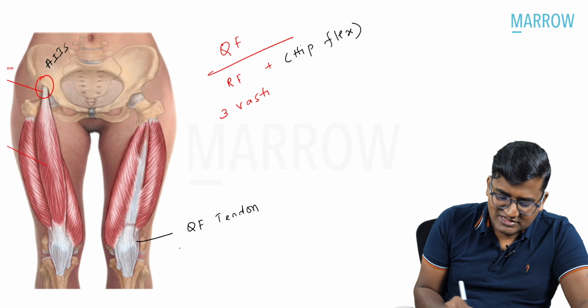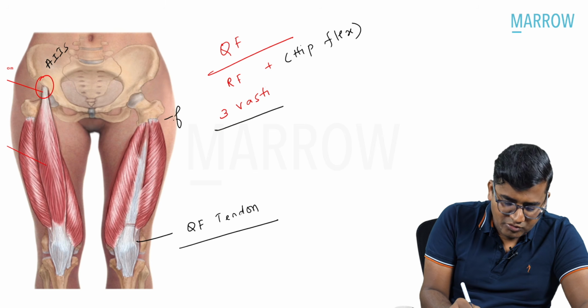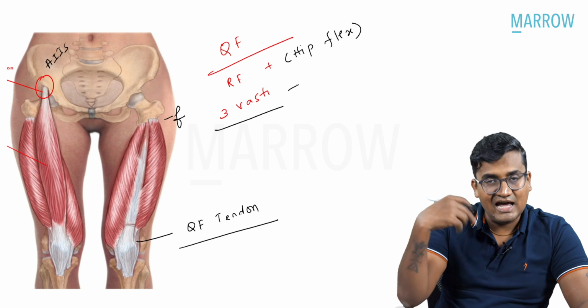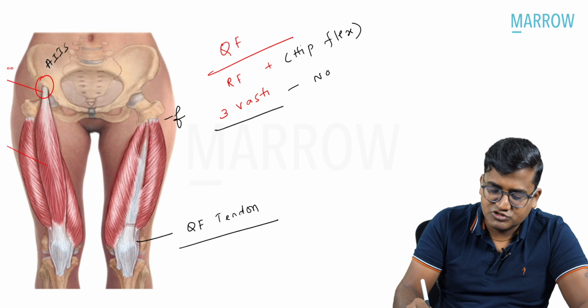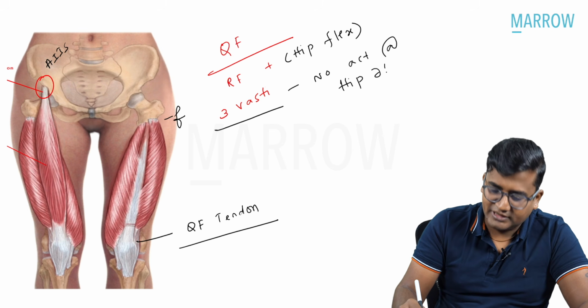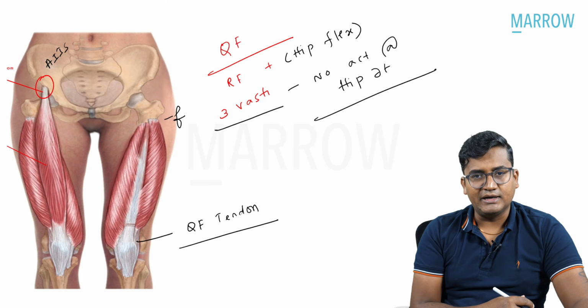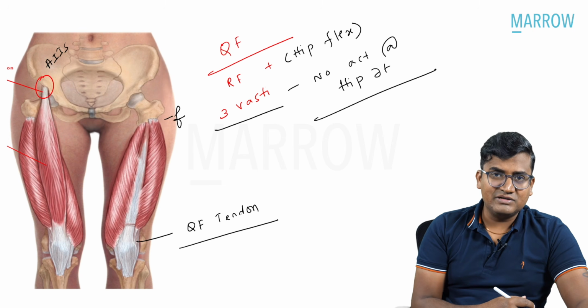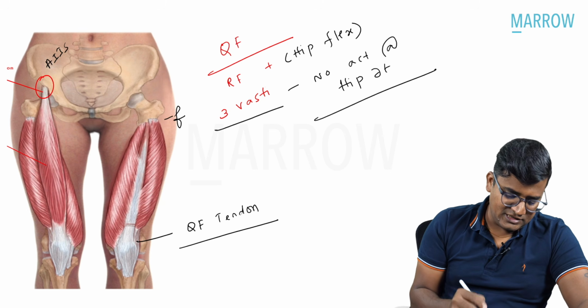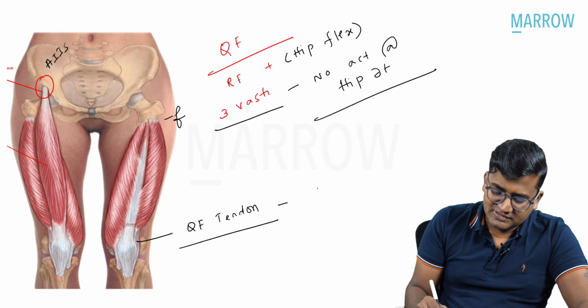Now what about the 3 vasti muscles, sir? The 3 vasti muscles take origin from femur bone. So they don't have any action at the level of hip joint. Why? The origin is below the hip joint. Now the quadriceps femoris tendon crosses the knee in front and is attached to the tibial tuberosity. So quadriceps femoris tendon does the knee extension.